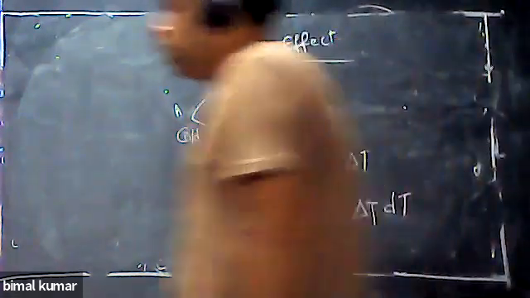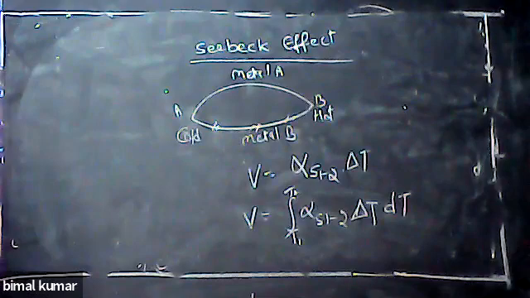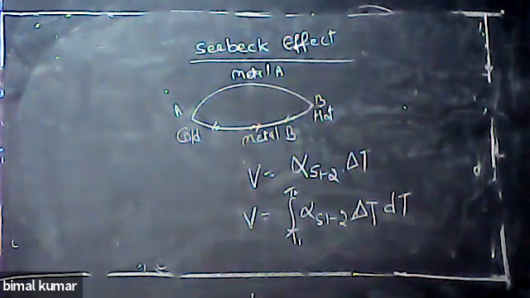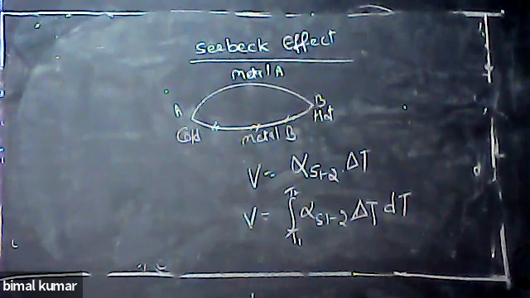Although the EMF generated with the help of such an effect is very small in magnitude. So to increase the voltage level, we will connect more number of such combinations in series with each other to obtain the required voltage, right?